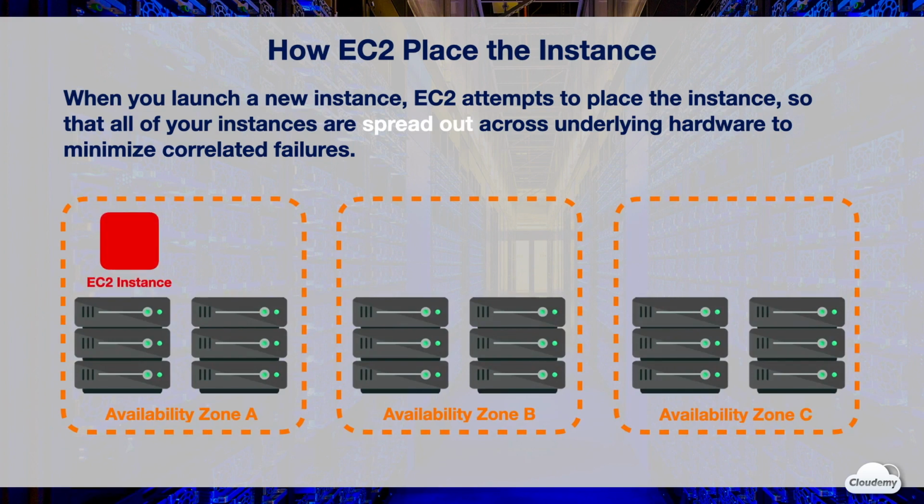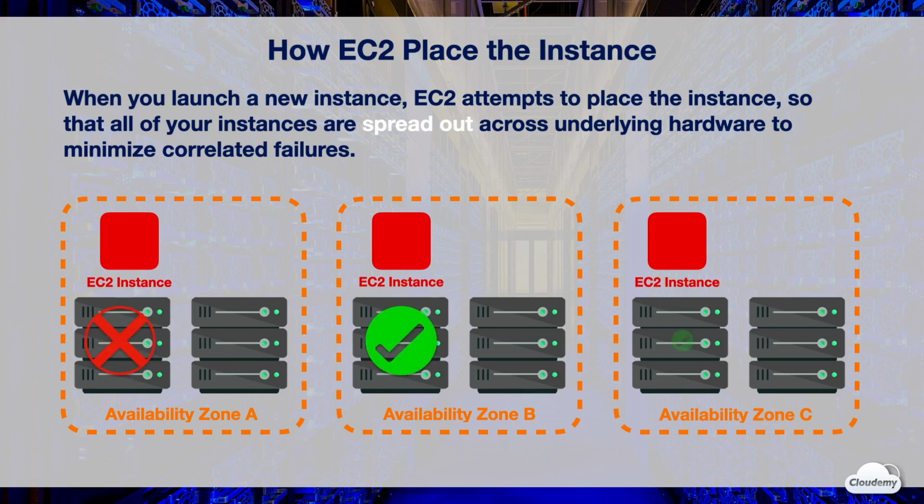Suppose you have an instance running in one availability zone. When you launch new instances, EC2 will try to place them in different availability zones, or on different racks of physical servers, so that all of your instances are spread across different hardware. In the event of any hardware failure, interruption on one physical server only affects the local instances, and doesn't impact instances on other servers. Spreading instance placement can minimize the impact caused by correlated hardware failures.